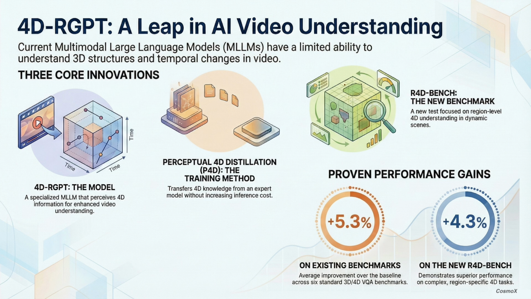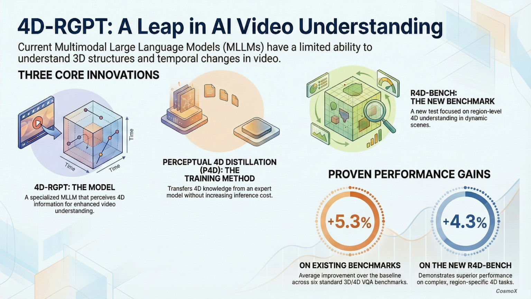So the million-dollar question, how did it do? What were the results? The results are really compelling. On 6 of the existing non-region-based 3D and 4D benchmarks, 4D-RGPT showed a really notable improvement, about a 5.3% gain on average. A solid gain. But the real test, the one that validates the whole idea, has to be their own benchmark, the R4D Bench. How did it do there? That's the one that matters. And on R4D Bench, it posted a 4.3% improvement over the baseline model. Which doesn't sound as high, but on a much harder task. A much, much harder task.